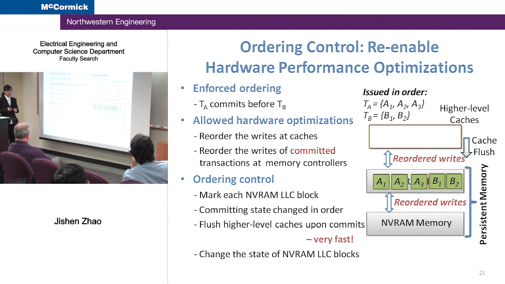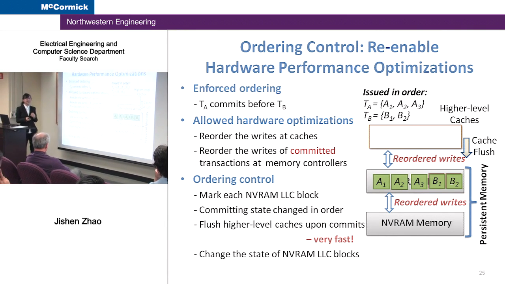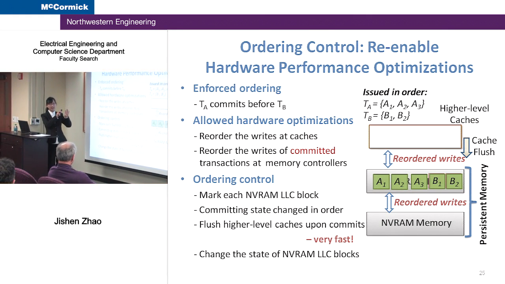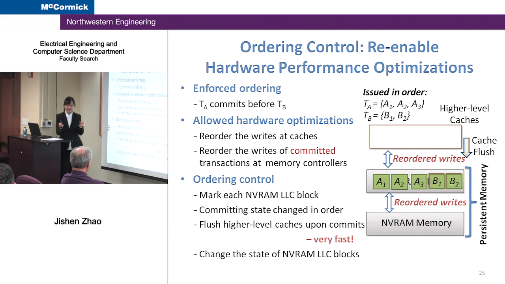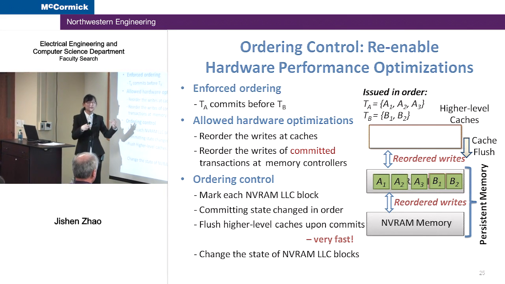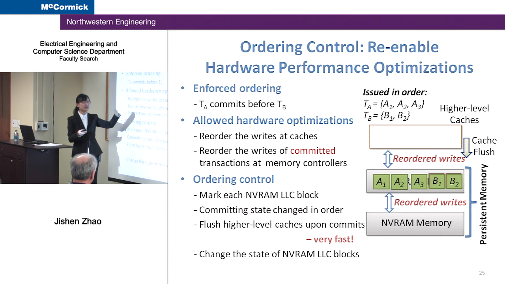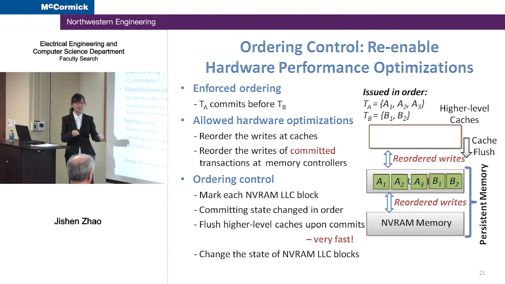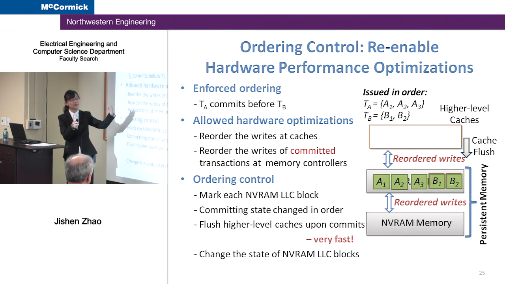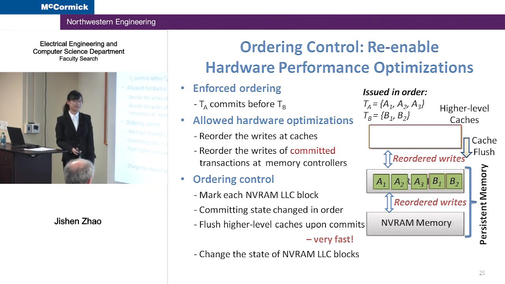Yeah. So this is the first reason. Then the second reason is that the high-level caches are typically small in capacity. What we find is that when a transaction commits, most of its cache blocks have already been evicted out to the last level cache. So we only need to perform a really lightweight flush in the high-level cache, really fast.